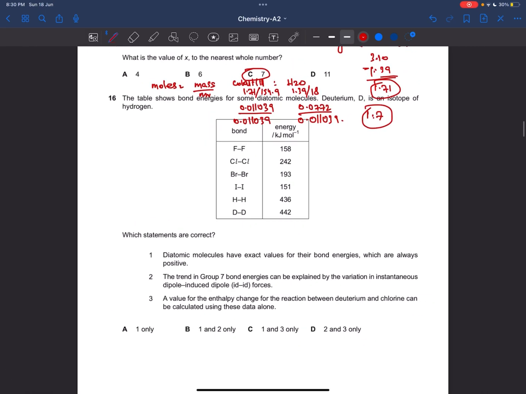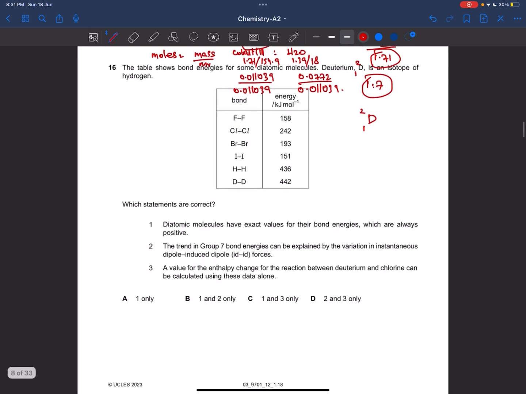Question number 16. The table shows bond energies for some diatomic molecules. Deuterium D is an isotope of hydrogen, right? These are given the bond energies and which statements are correct, right? So deuterium is an isotope of hydrogen, and this has a nucleon number of 2 and proton number 1. So basically D is 2 and 1, right? Let's read the options. Diatomic molecules have exact values for their bond energies, which are always positive. If we look here, they are all positive values and they have the exact values for their bond energies, which is absolutely right. So statement 1 is correct.